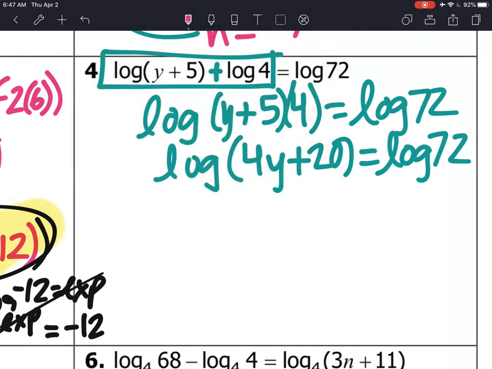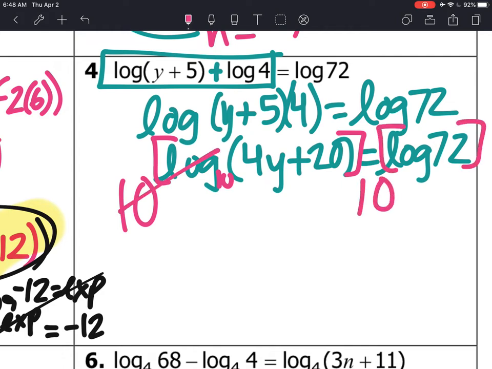Notice that both of them are log base invisible 10, so that means I can cross both of them out. And before you cross them out, just remember it's because I could take 10 to the power of log base 10 and they would cancel. Whatever you do to the left, you do to the right.